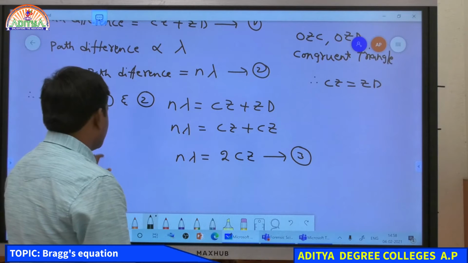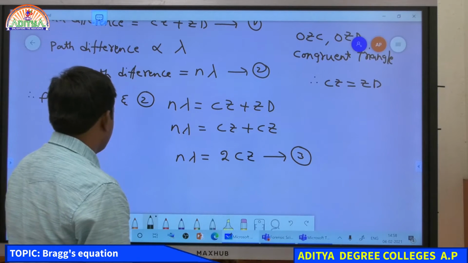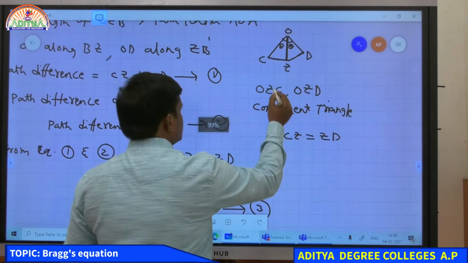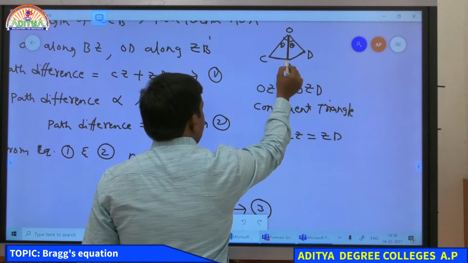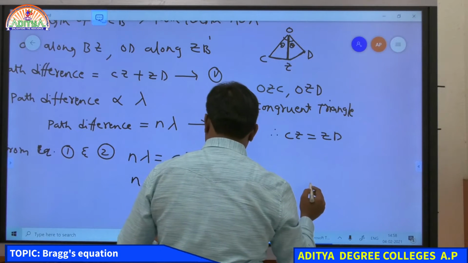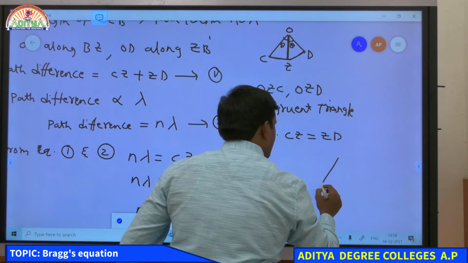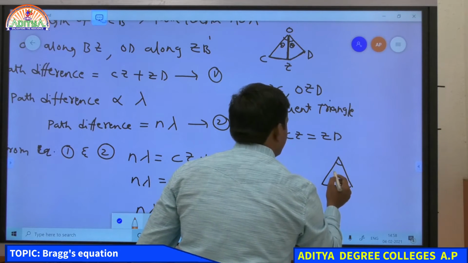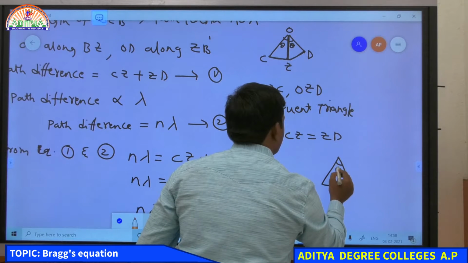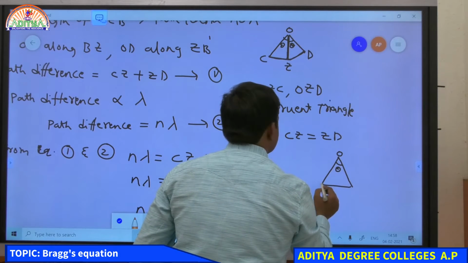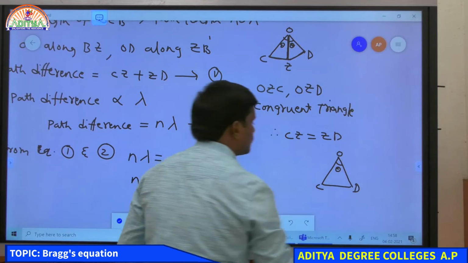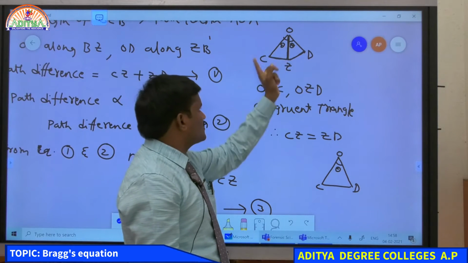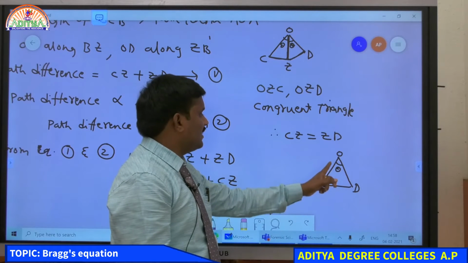Now again consider the same triangle. What is the triangle here? The triangle is OCZ. This is the angle theta, this is O, this is C and this is Z. Now I consider this triangle OCZ, where there is an angle theta.